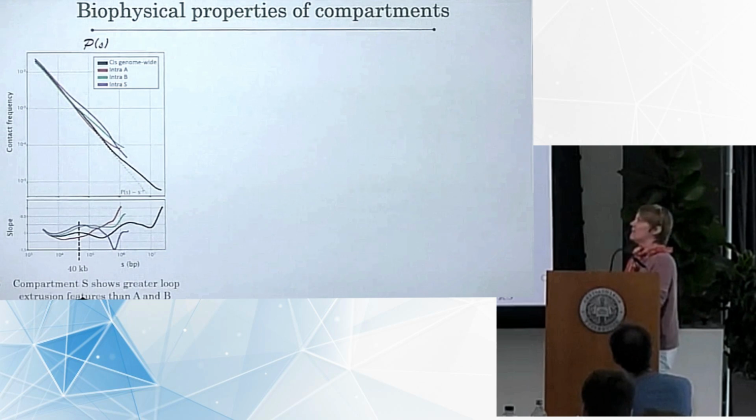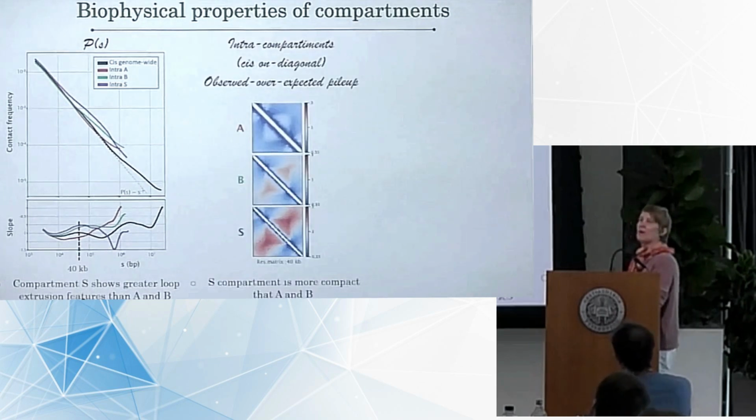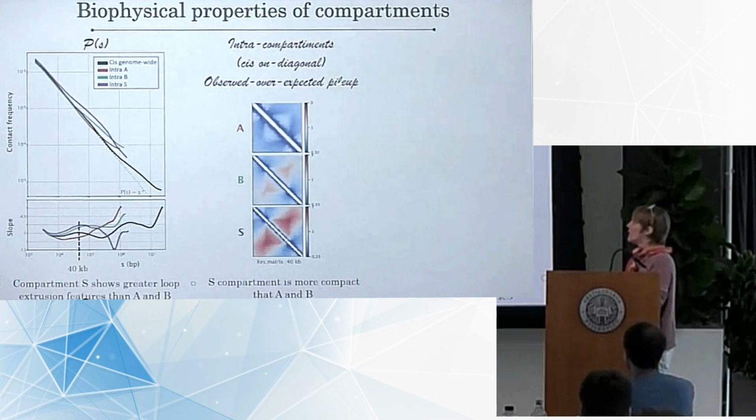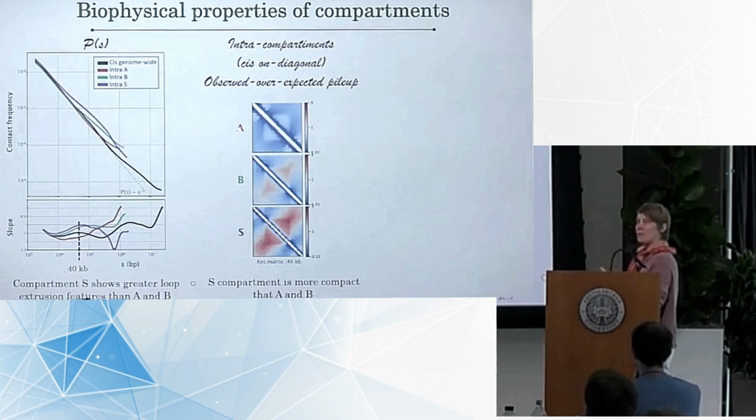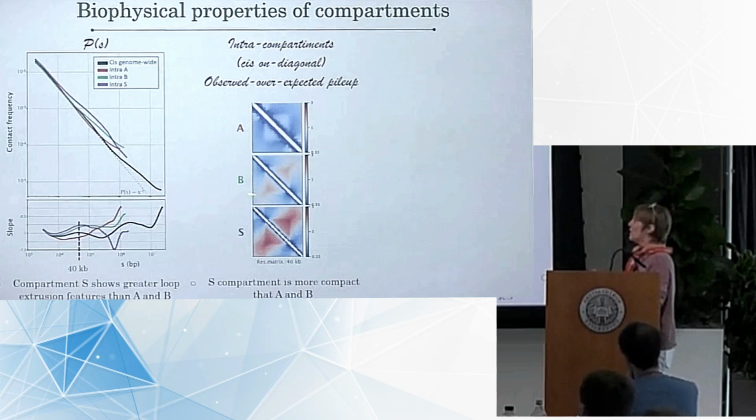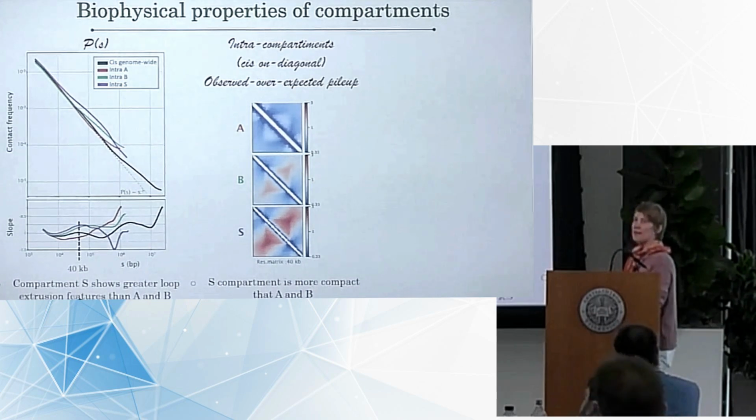And another way to look at this and to explore the compactness of compartments is to look at these observed over expected pileups, again on intra-compartments, in other words, cis on diagonal. So with this, you can see that in A compartments, you have a decrease of contact that is similar to what you expect according to distance, while with B and S, you have enrichment of contact, and specifically in S compared to expected. So the S compartment seems to be more compact than A and B.